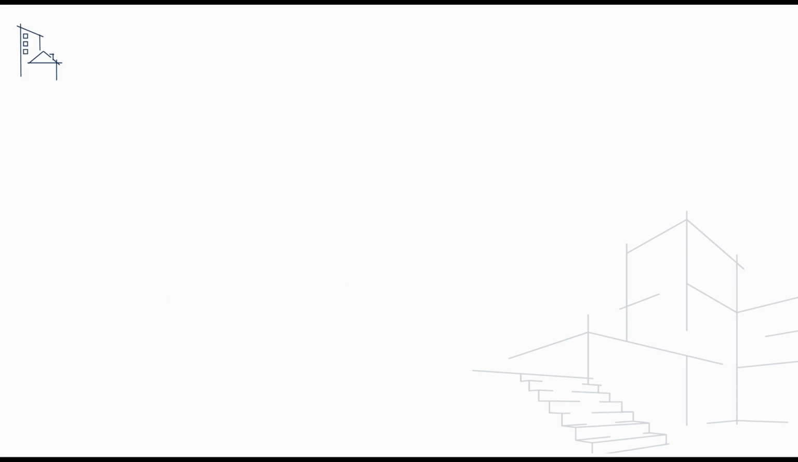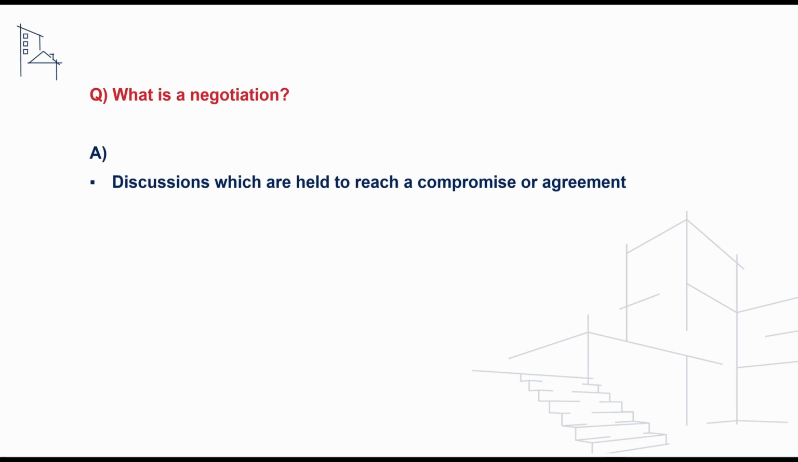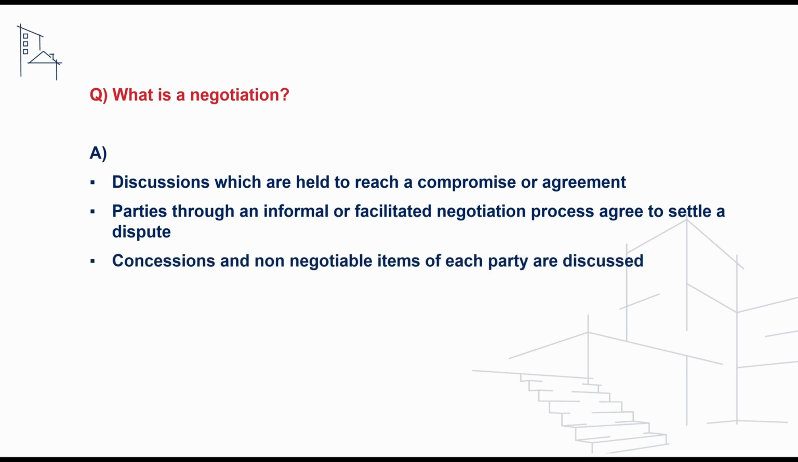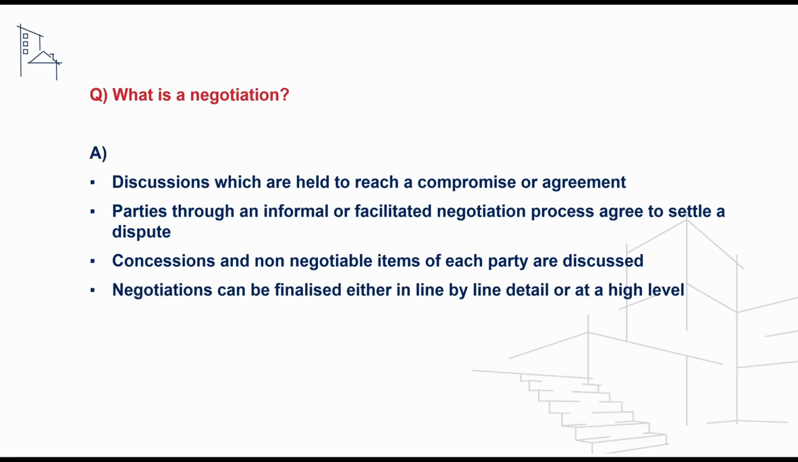The next question we'll take a look at is another very high level question, checking our understanding of the term negotiation. And to address this, we can say that negotiations are discussions which are held to reach a compromise or agreement. Parties, through an informal or facilitated negotiation process, can agree to settle a dispute. Concessions and non-negotiable items of each party are discussed, and negotiations can be finalised either in line-by-line detail or at a high level.